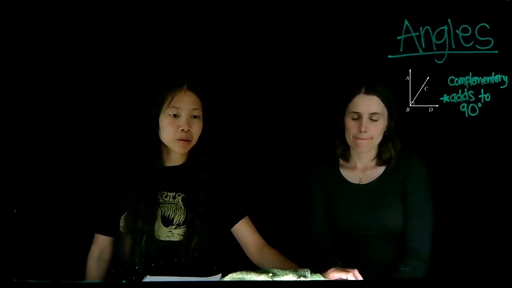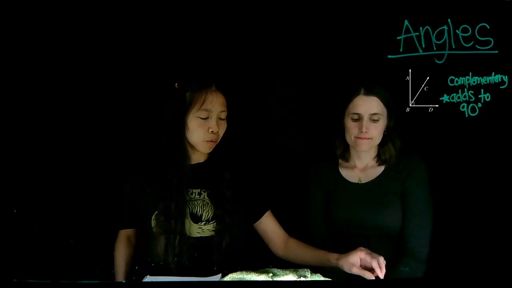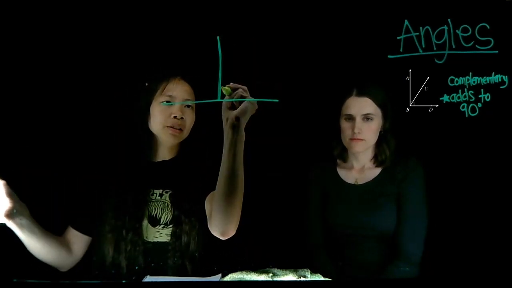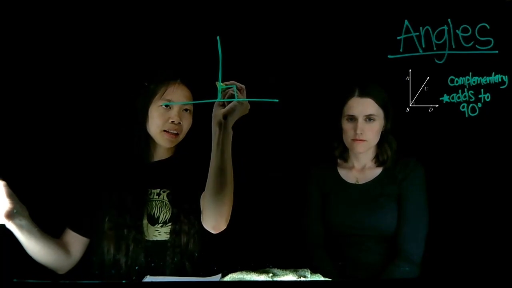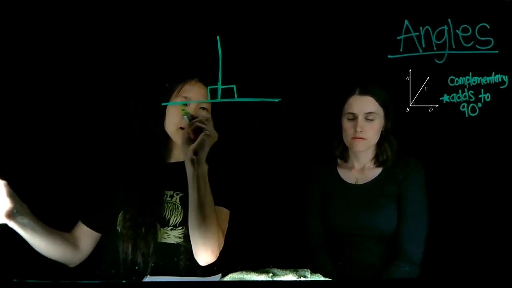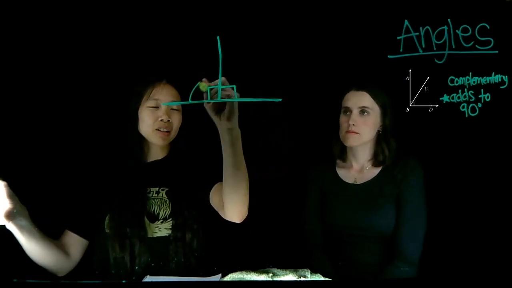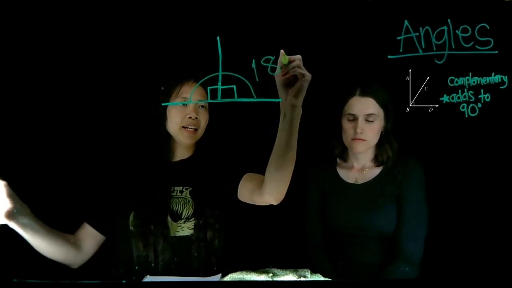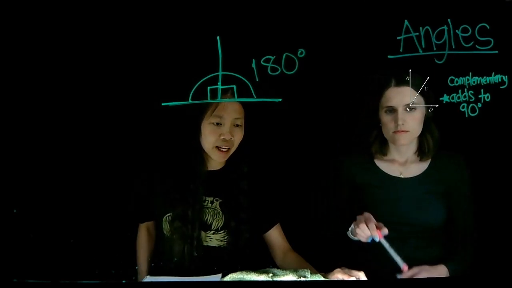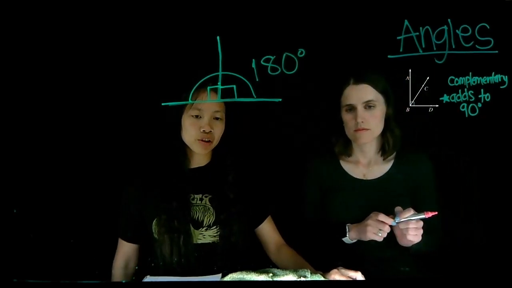Now that we've talked about complementary angles, let's talk about what if we put two complementary angles together. If we put them back to back. This is complementary, or 90 degrees, and this is complementary, or 90 degrees. We see here we have what is a straight line. So this all together adds up to 180 degrees. So this is what we call supplementary angles. Supplementary angles are any angles that add up to 180 degrees.